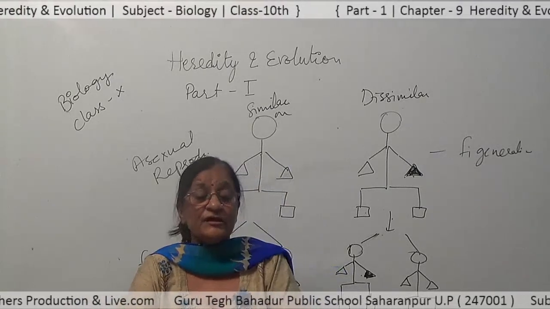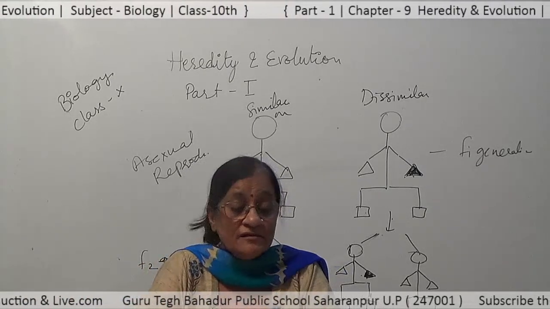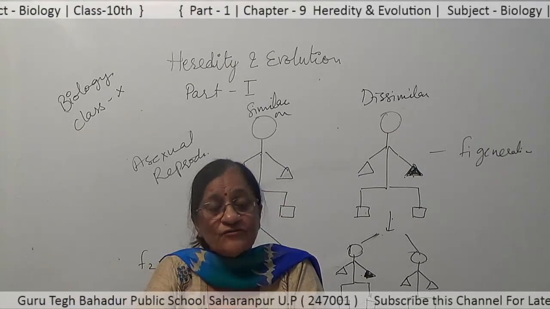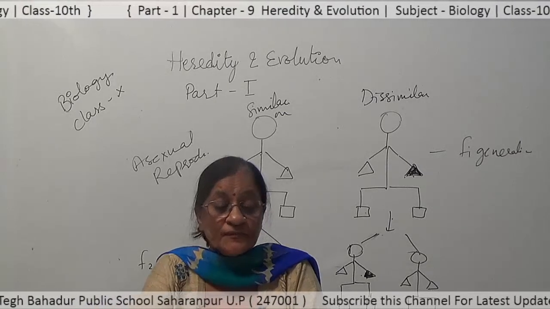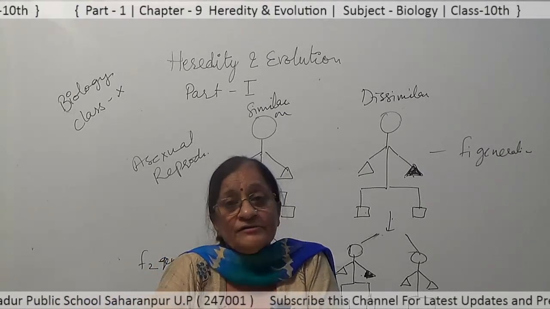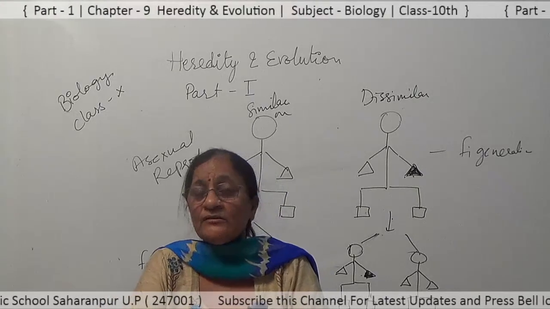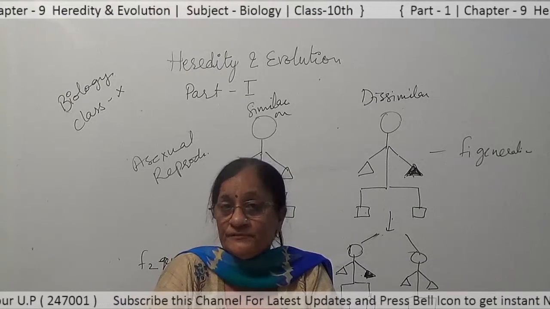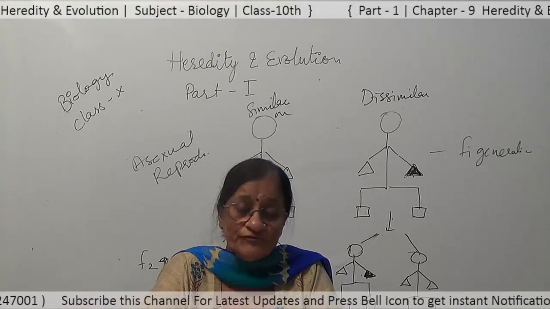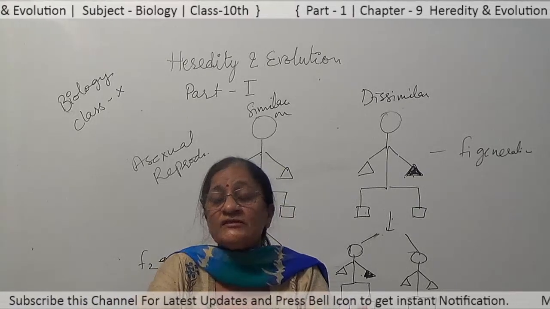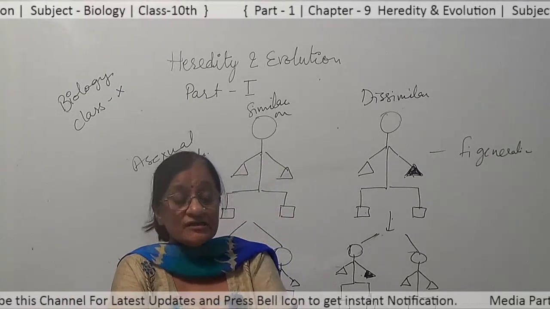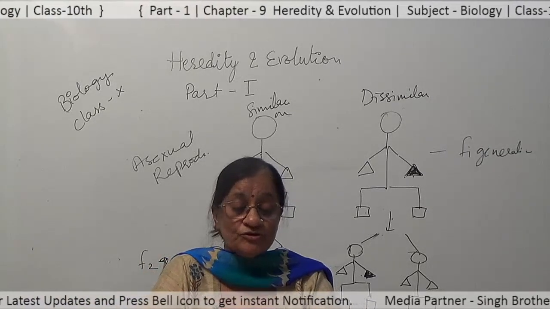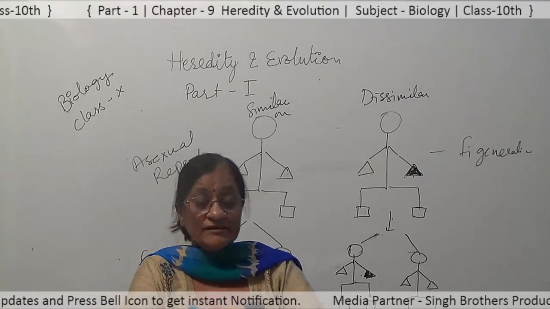Now heredity. Heredity, as we have discussed earlier, means the transfer of characters from parent to offspring. Some of the offspring can have some characters similar to the mother and some characters similar to the father. So, offspring are the individuals which are produced by sexual reproduction.